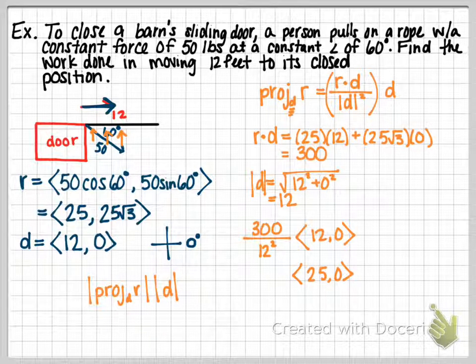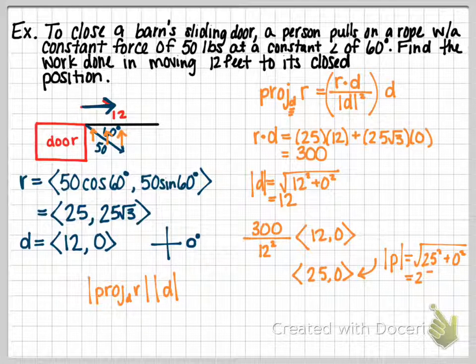So first of all, the magnitude of my projection, this right here, that 25, 0 is my projection. My magnitude is going to be 25. We can also go ahead and find that real quick. Here's my projection, so we'll find the magnitude of him. I'll have 25 squared plus 0 squared, take the square root. He is 25.